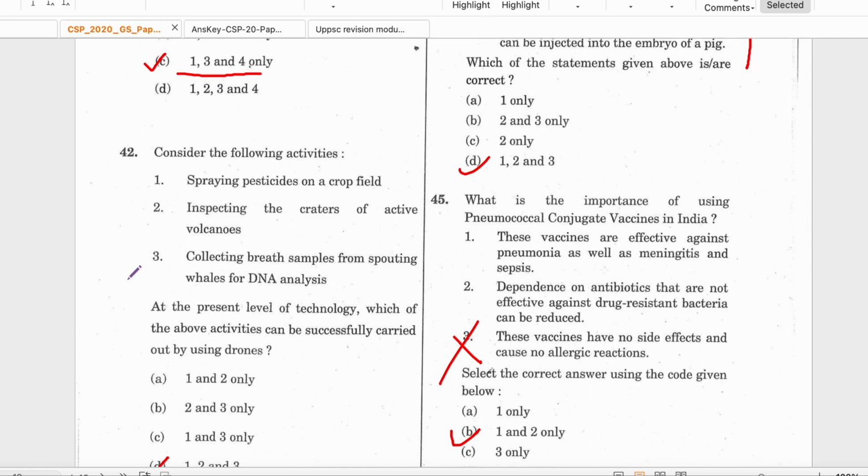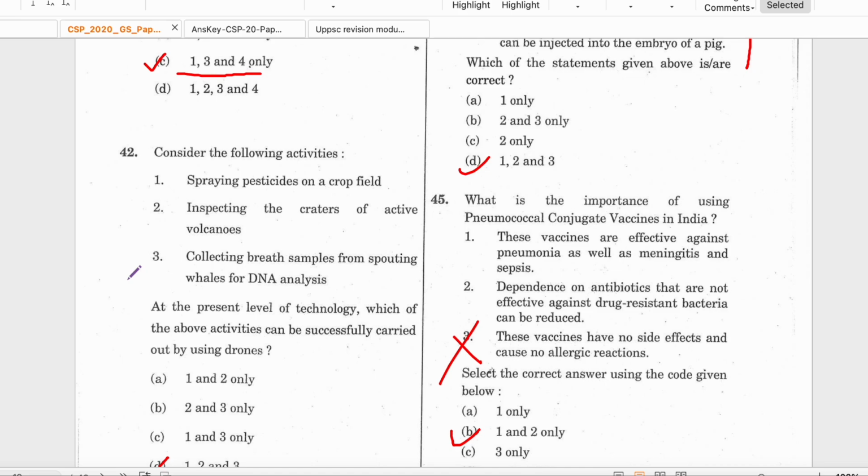Question 42. Consider the following activities: spraying pesticides on a crop field, inspecting the craters of active volcanoes, and collecting breath samples from spouting whales for DNA analysis. Now just analyze it one by one. At the present level of technology, which of the above activities can be successfully carried out by using drones? Pesticides can be easily dropped by a drone. Craters of active volcanoes can also be inspected.